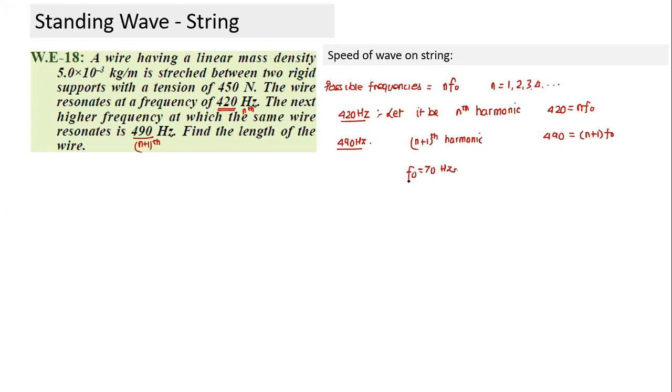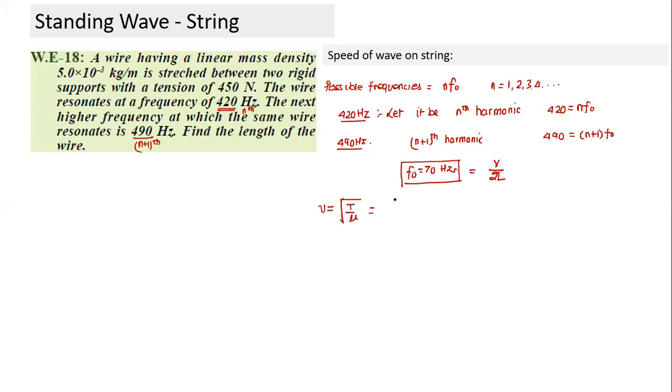Otherwise also we could have figured it out: the difference between two successive harmonics is nothing but the fundamental frequency. So for this wire, the fundamental frequency is 70 hertz. Fundamental frequency is equal to V by 2L, so once we find it, we can find the length of the wire. Now, where is the velocity? The speed at which the wave travels in the string is root of T by mu.